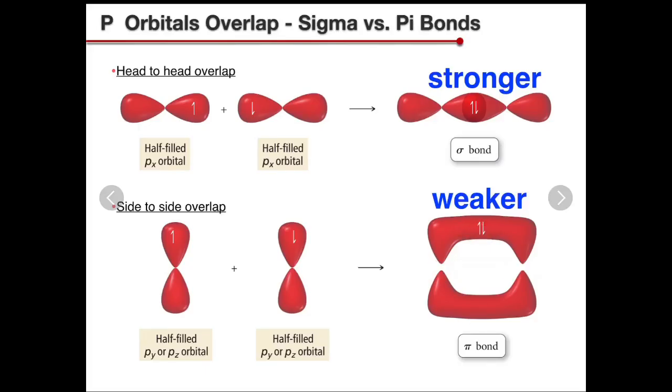Again, I did not use the word double bond or single bond in this case because eventually you will see that the double bond would contain a sigma bond and a pi bond. Triple bond would contain a sigma bond and 2 pi bonds. We're going to talk about that later.